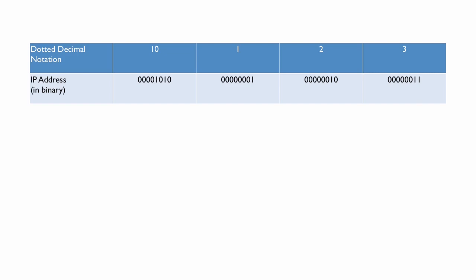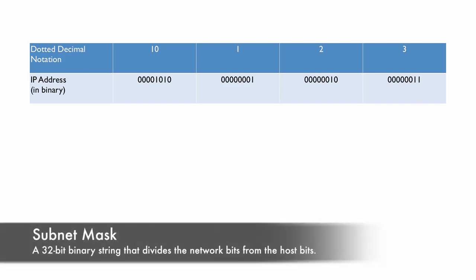But the big question is, where do we draw this line? Which of these bits are representing the network? Which of these bits are representing the host? We don't know until we know the subnet mask. The subnet mask tells us where to put that dividing line. And the subnet mask is written as a contiguous set of ones followed by a contiguous set of zeros.